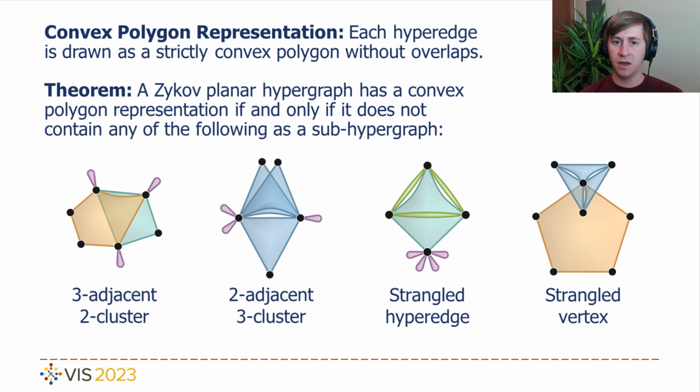Based on this definition, we have identified 4 elementary hypergraphs that lack a convex polygon representation, which is to say that no matter how we rearrange the vertices in each of these cases, we cannot simultaneously have strictly convex polygons and non-overlapping hyperedges. We refer to these cases as forbidden subhypergraphs and claim that any hypergraph containing at least one of these cannot have a convex polygon representation. We provide more information on these definitions along with a proof of this claim in our paper.